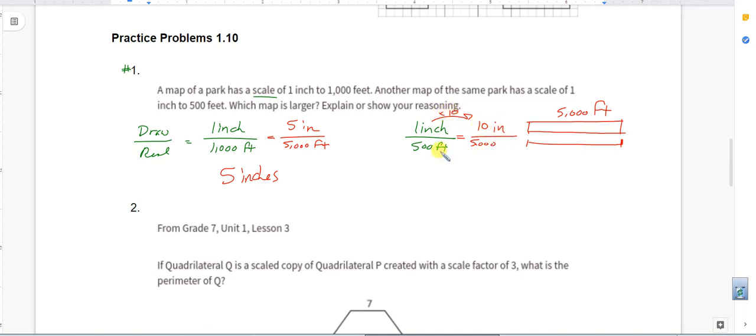So even though the number is smaller in this scale than the number in this scale, 10 inches is a longer and a bigger map of this park's walkway than this one. So the larger map is this one right here. This one is larger because the map would be longer than the other map.